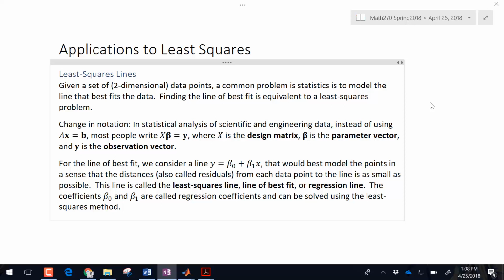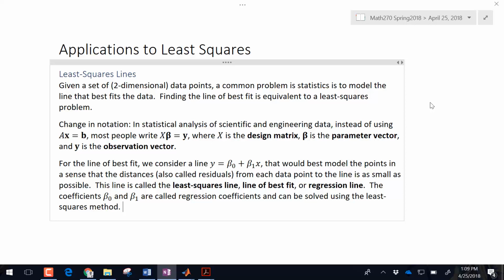Let's take a look at an application for the vector stuff that we've been working on. Okay, we have a set of two-dimensional points. A common problem in stats is to try to model a line that best fits the data set. So if you have a bunch of points and you plot them, it's called a scatter plot, and then you want to see if there's a line that best fits that particular data set. It turns out that there is a unique line that best fits, and that's going to be called the least squares line.